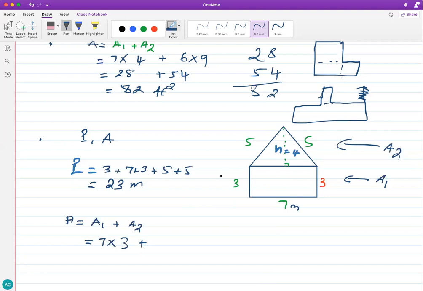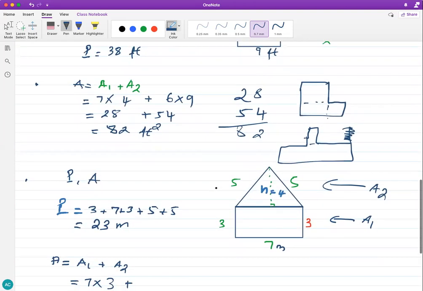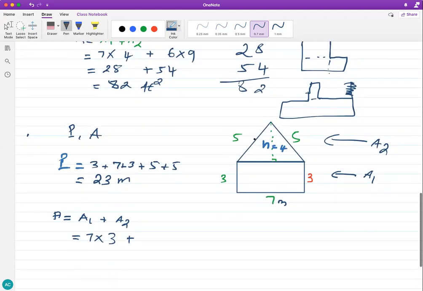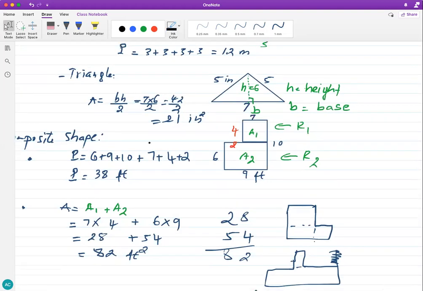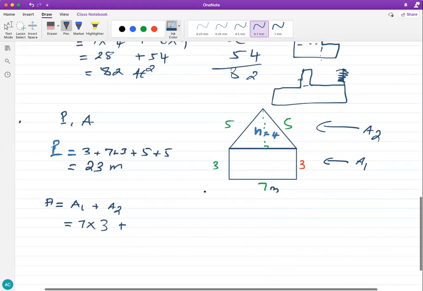Plus, we need the area of this triangle. What is the area of a triangle? Base times height divided by 2. What's the base here? 4? No, that's not the base. It's 7. So 7 times 4, divided by 2. That's right.